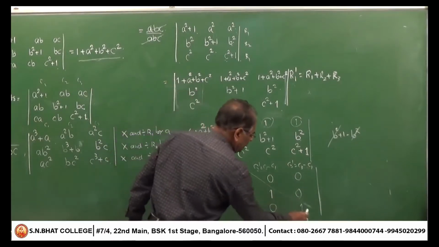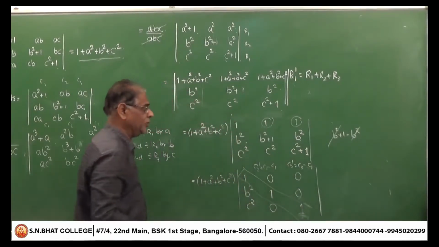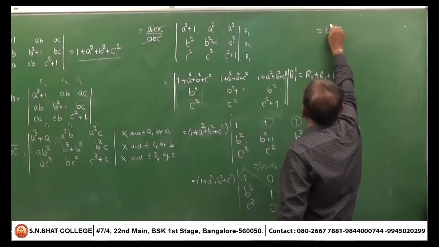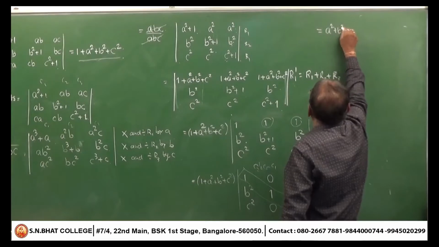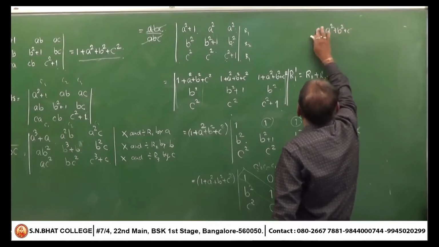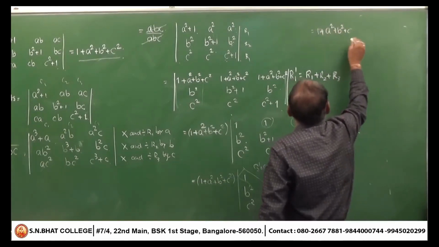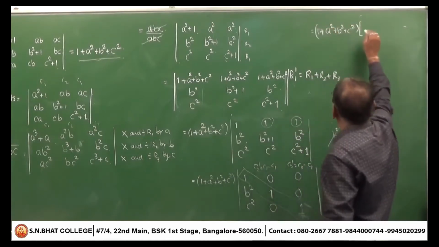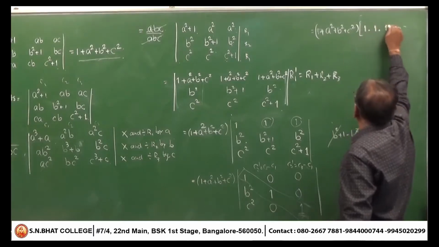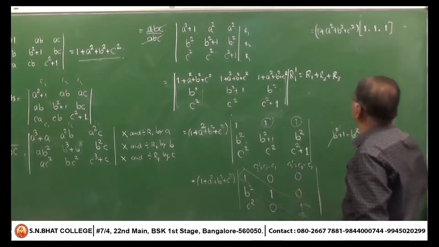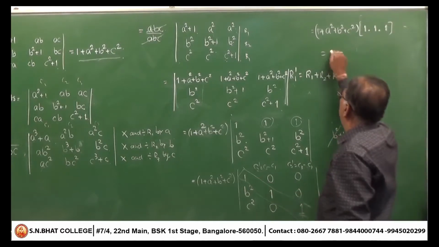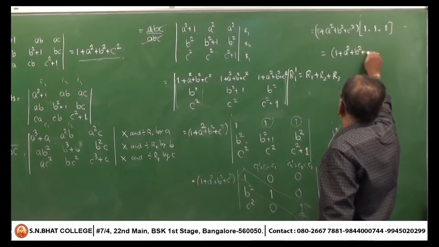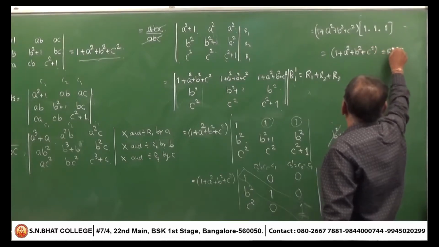Now the elements below the principal diagonal are zeros, then the value of the determinant is the product of the elements in the principal diagonal. 1 into 1 into 1. Final answer is 1 plus A square plus B square plus C square. This is RHS.